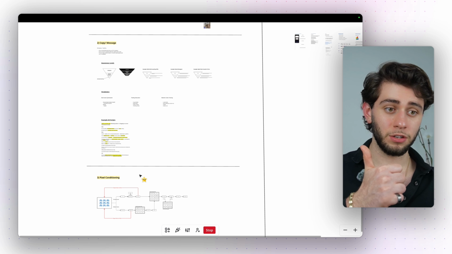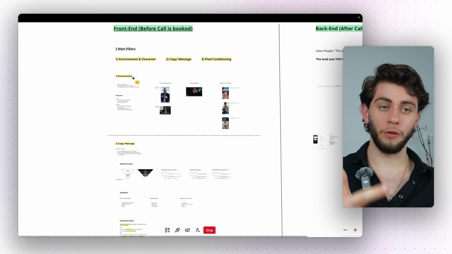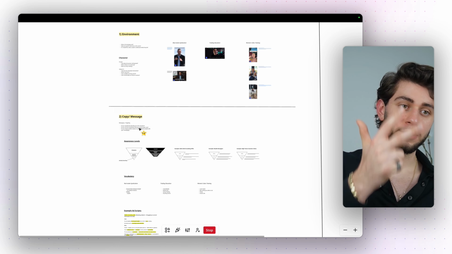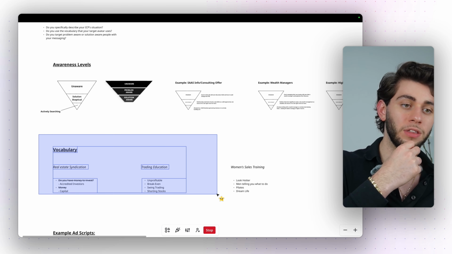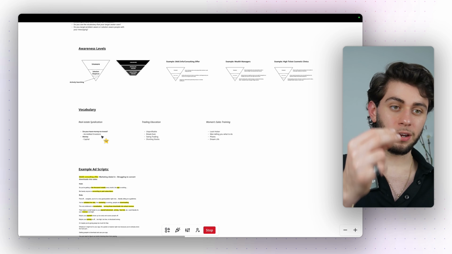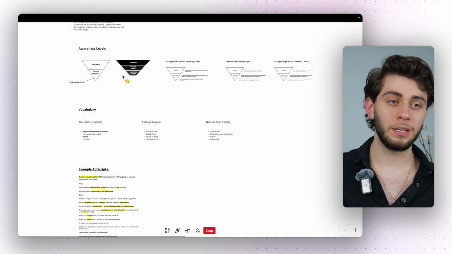Fix your pixel conditioning, and first of all, fix your environment and the character, so your visuals are aligned with your offer, all right? And then also fix your copy and the messaging. Start by targeting solution-aware people, then going after problem-aware people, right? Use the vocabulary that your target avatar uses, and then specifically describe certain scenarios or certain types of prospects that you have in these specific buckets.